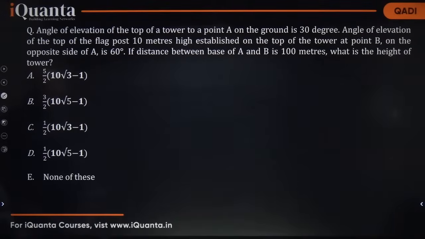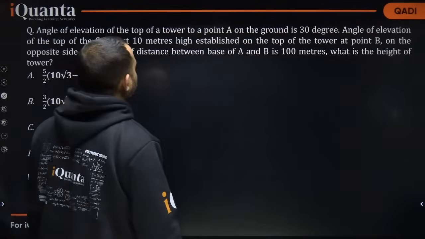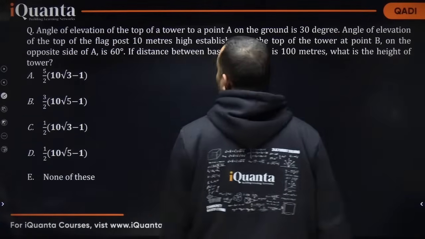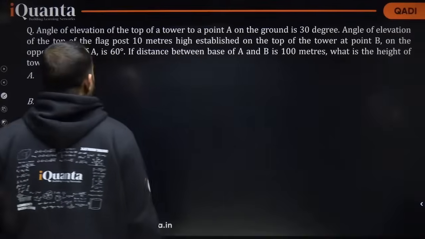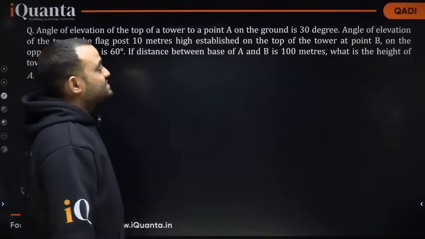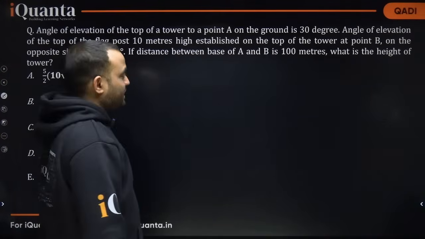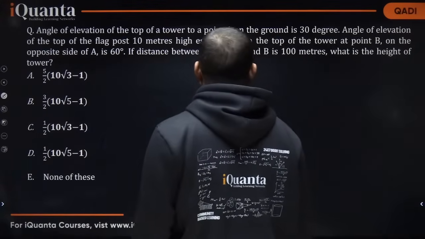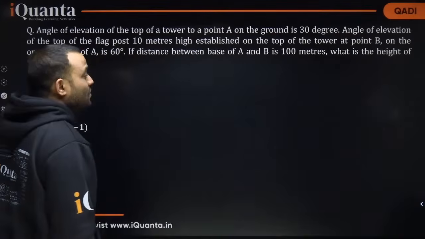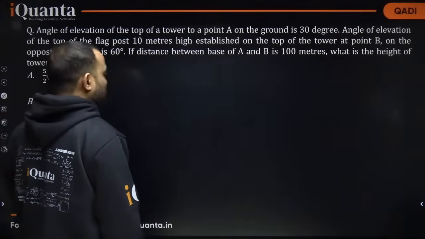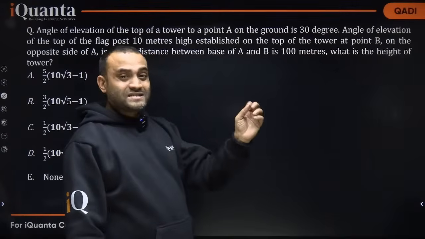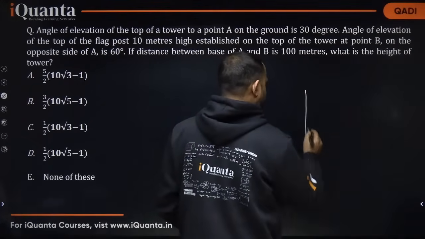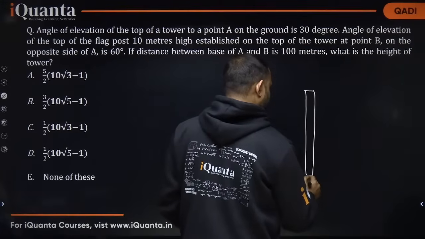This question says the angle of elevation of the top of a tower to a point A on the ground is 30 degree. The angle of elevation of the top of the flag post, 10 meter high, established on the top of the tower, at point B on the opposite side of A is 60 degree. If the distance between A and B is 100 meters, what is the height of the tower? First of all, the language is a bit rusty here, but if you understand that, you won't have any problem solving this question.